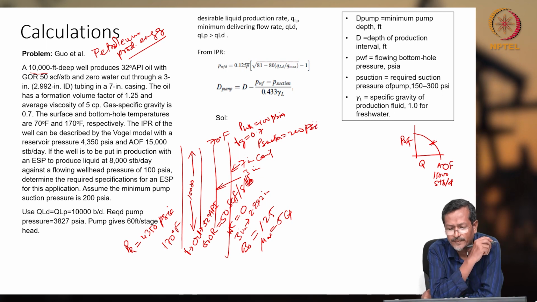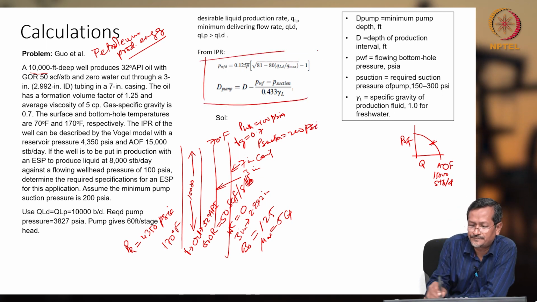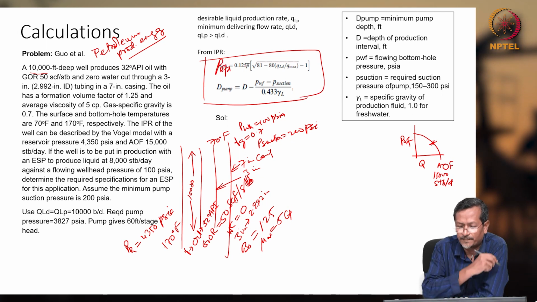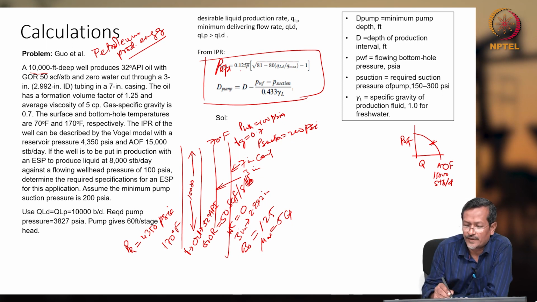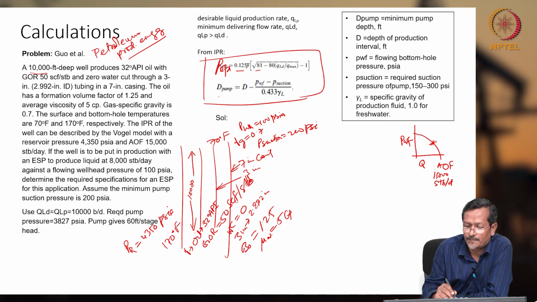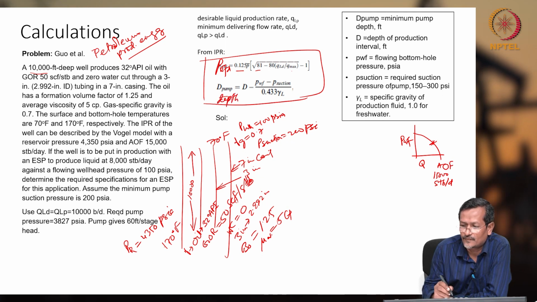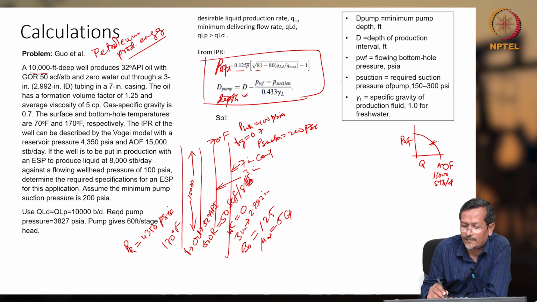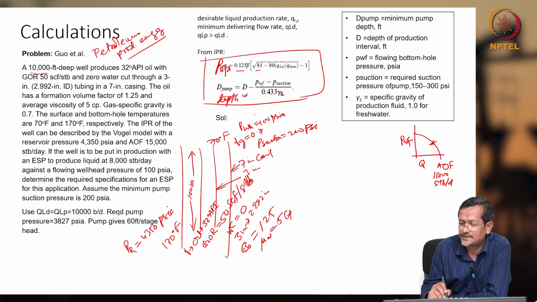To solve this problem, actually we have formulas here. PWFD, flowing pressure, equals 0.125 P bar square root of 81 minus 80 QLD divided by Q max minus 1. And D pump minimum, the minimum pump depth, equals depth of production interval minus PWF flowing pressure minus P suction pressure, divided by 0.433 gamma L. Gamma L is the specific gravity of the produced fluid, 1 for fresh water.